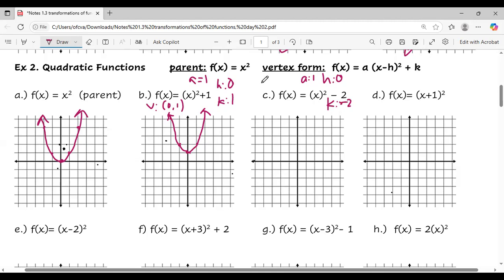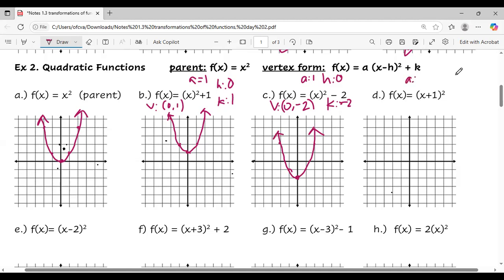But anyway, your vertex then is 0, negative 2. And that's where you put your new vertex, 0, negative 2. That makes sense because your parent graph is supposed to start here. But because you have a k of negative 2, that means you're moving the graph down 2 units. An a value of 1 doesn't change the width. So the width is 1, 1, and then 3, 1, 3 over 1. So that's your graph.